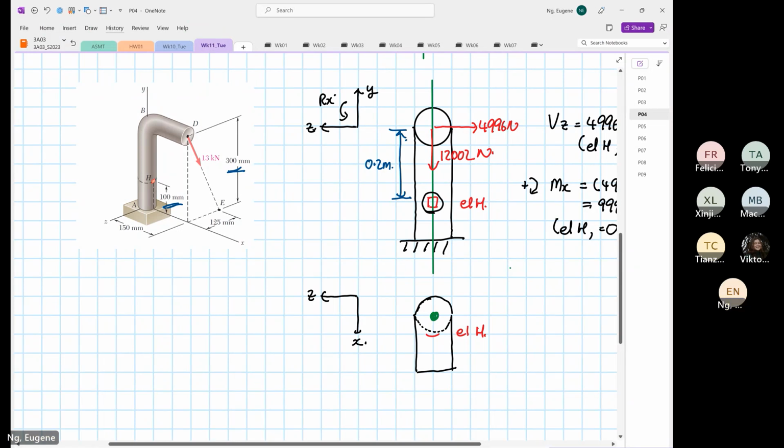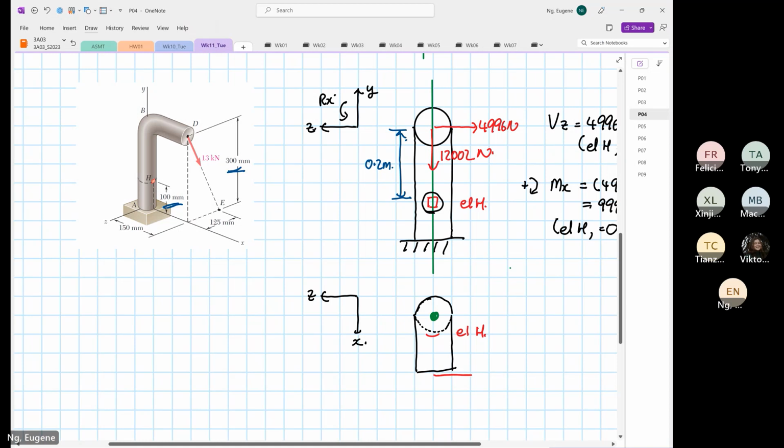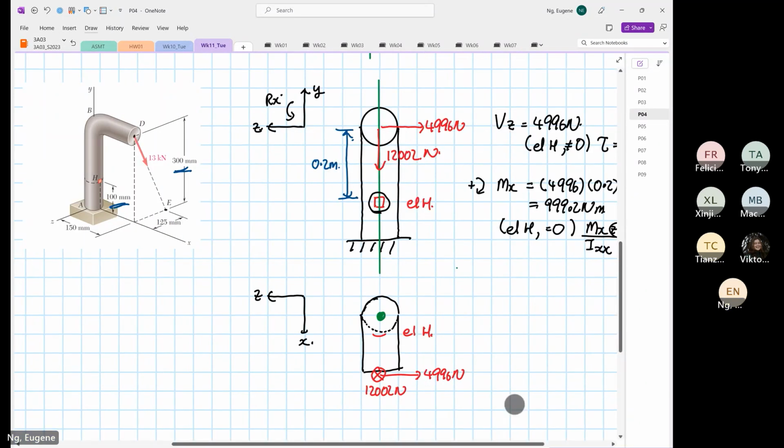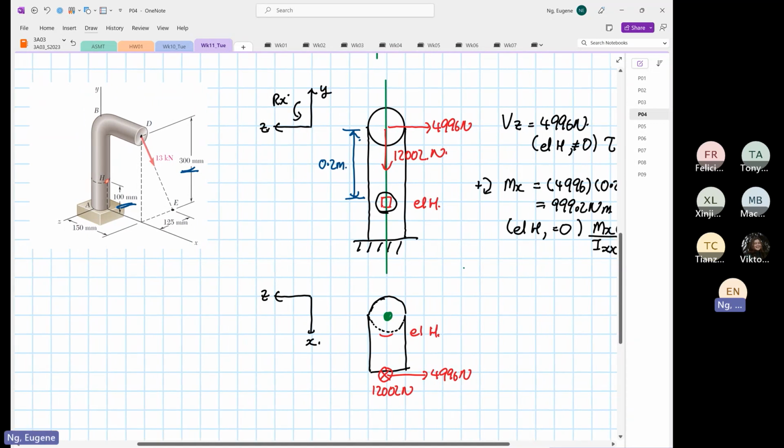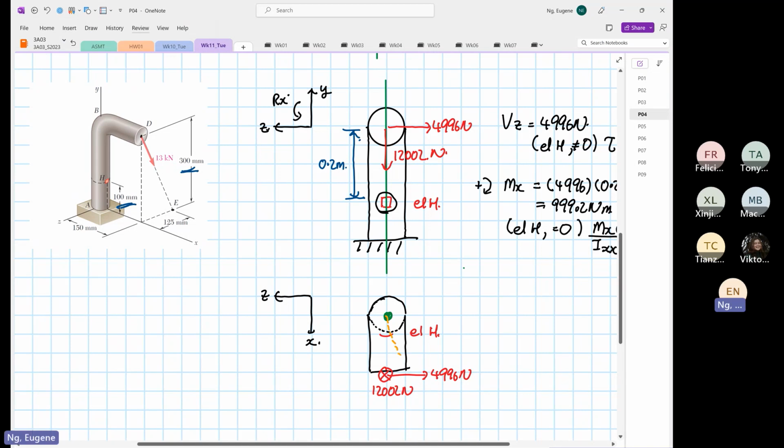So we do have a load going in this direction at 4996, and we have a force that's going down, which is 12002 Newton. So we know that if we were to draw the deformation pattern, it will look like this, due to the 4996. But the centroid is still a dot.